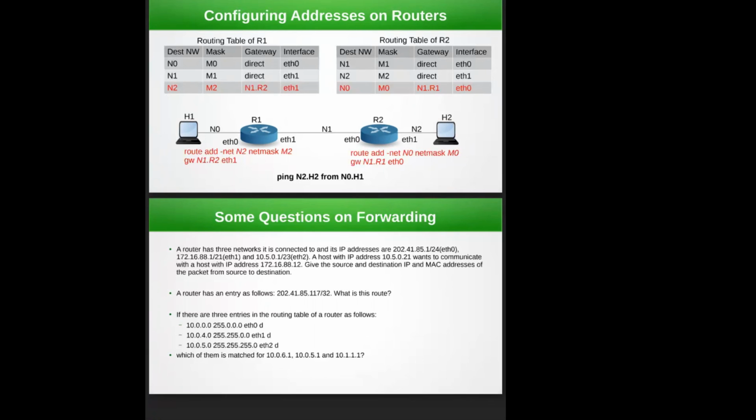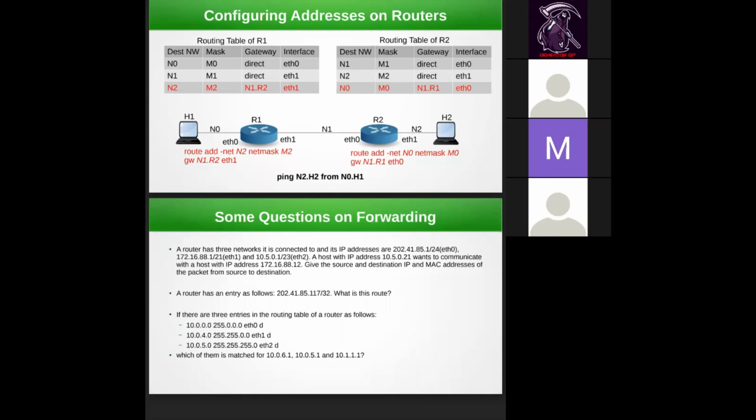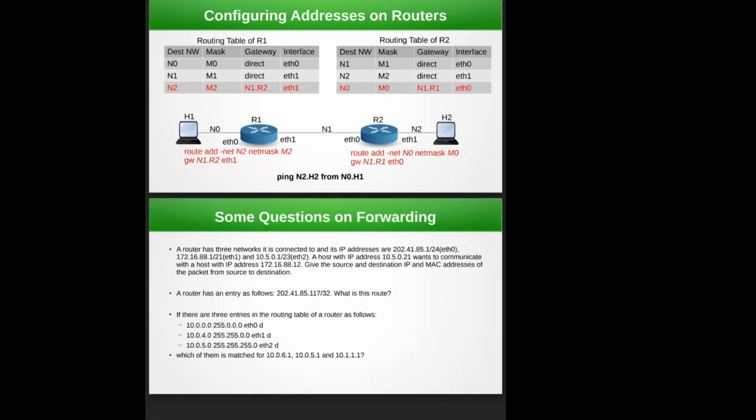So the first question basically tries to understand how well you understood the concept of forwarding. The router has three interfaces. So far, I've shown you routers with two interfaces, but this router has three interfaces. And I've given the IP addresses of the router on the three interfaces. And I'm saying a host with this IP address wants to communicate with a host with this IP address. So you need to understand on which interfaces the hosts are connected to the router.